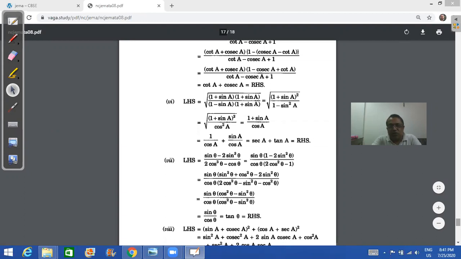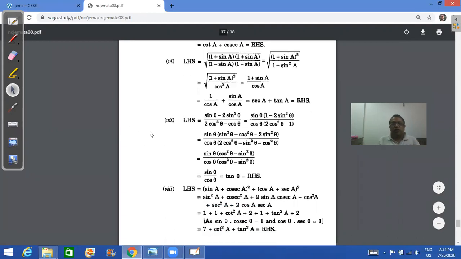You have the question as (sine theta minus 2 sine cube theta) upon (2 cos cube theta minus cos theta). This is the LHS, right? And we have to prove that this is equal to tan theta. So the first step is you're going to take sine theta common. When you take sine theta common, you are left with 1 minus 2 sine square theta in the numerator. You're removing 1 sine theta, so what is left is 1 minus 2 sine square theta. Similarly, here we are going to take cos theta common. So when cos theta is common, we'll get 2 cos square theta minus 1.